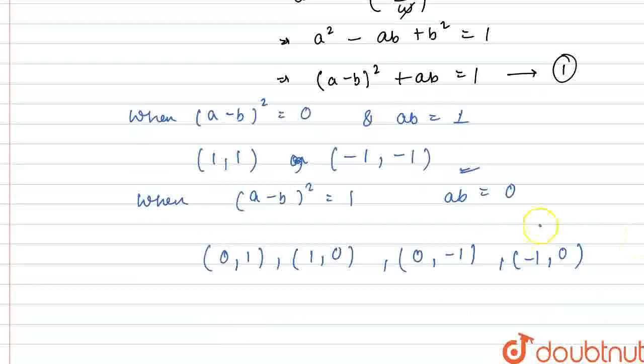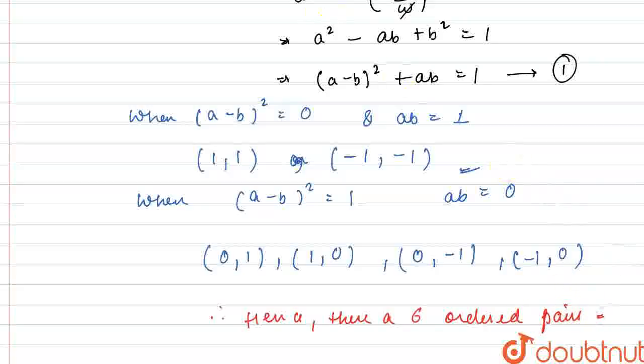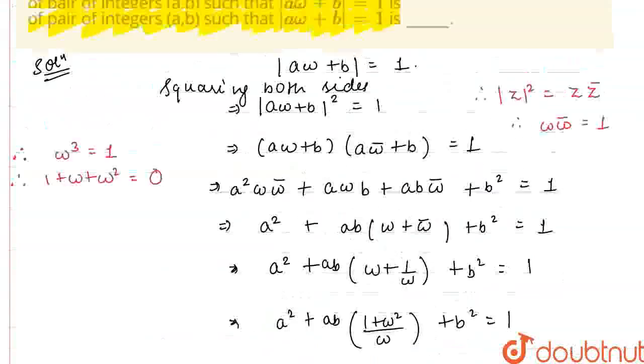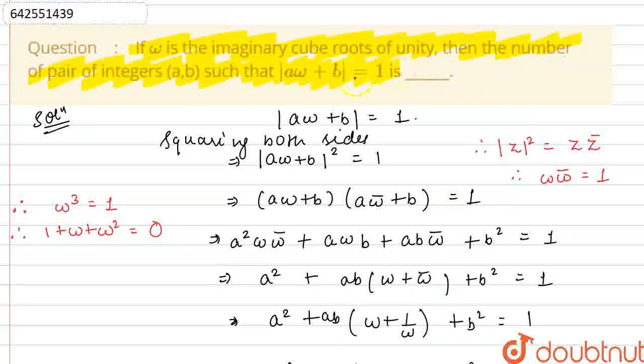So in total how many ordered pairs do we have? 1, 2, 3, 4, 5, 6. Hence there are 6 ordered pairs, and this is what we needed to find out. The number of pairs of integers we have is 6.